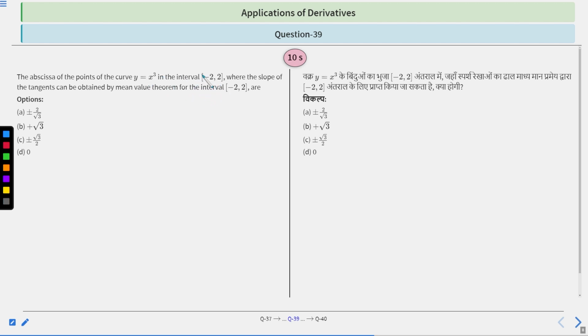The function should be differentiable in the open interval -2 to 2. And we can see that the function y equal to x cube is differentiable in -2 to 2. So we can apply the conditions of mean value theorem here. So there must exist at least one c such that f dash c is equal to f b minus f a upon b minus a. So by this approach, you can go to the question. You have 10 seconds to solve this question. After 10 seconds, we will discuss the solution.